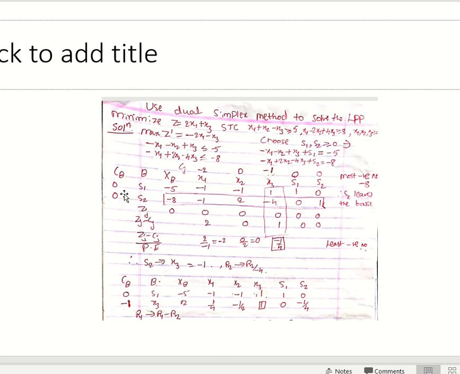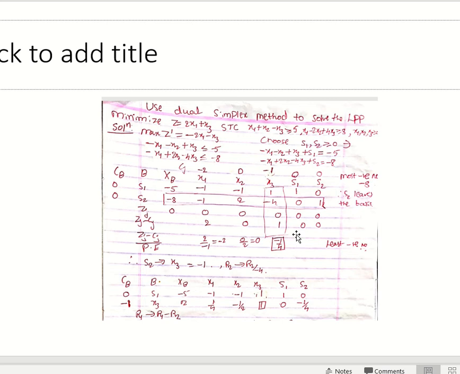How to compute Zj? Multiply this with this, so 0 plus 0. So here each and every term is 0, because CB is 0 in the beginning stage. So everything is 0 here. Now after finding Zj, compute Zj minus Cj. That is, 0 minus of minus 2, we get plus 2. Then 0 minus 0, again 0. Then 0 minus of minus 1 means plus 1. Then 0 minus 0, again 0, then 0 minus 0, 0.